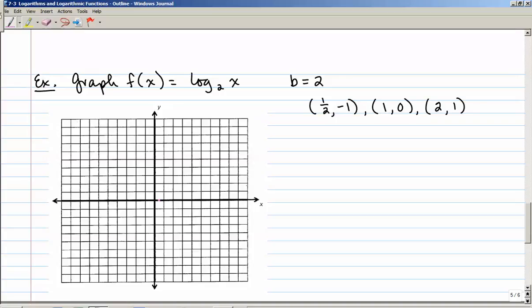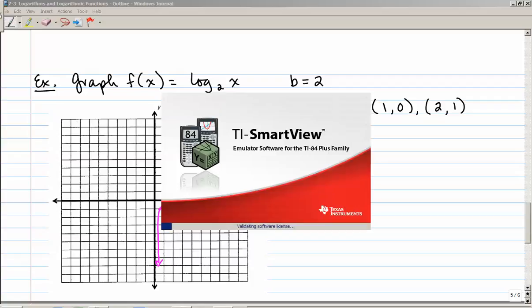So 1/2, negative 1, the point 1, 0, and the point 2, 1. And my curve is going to look like this. It's going to continue to increase as it goes off in the positive x direction, but it's going to approach the y-axis, and the y-axis is going to be a vertical asymptote. Okay, if I want to do that in the calculator, let's take a look and see what that looks like.